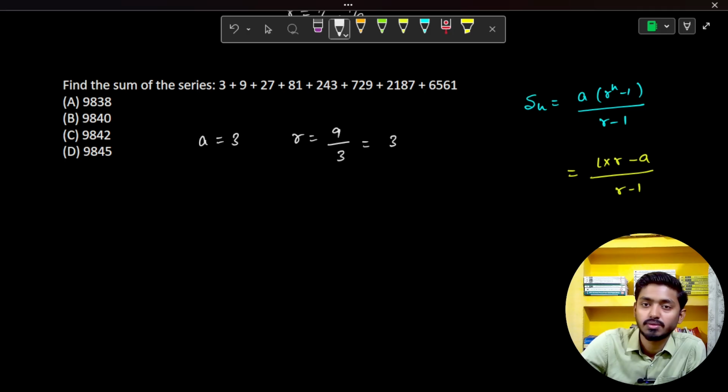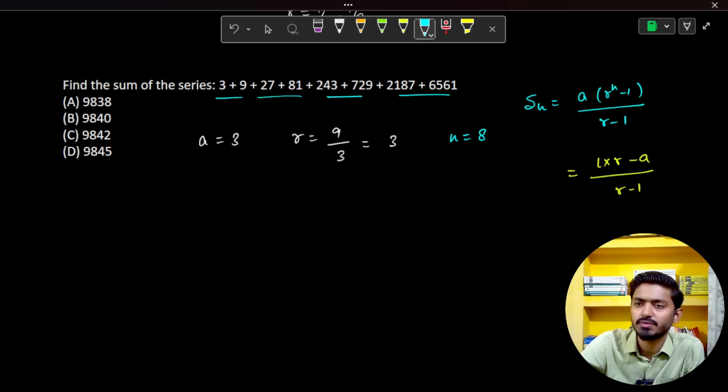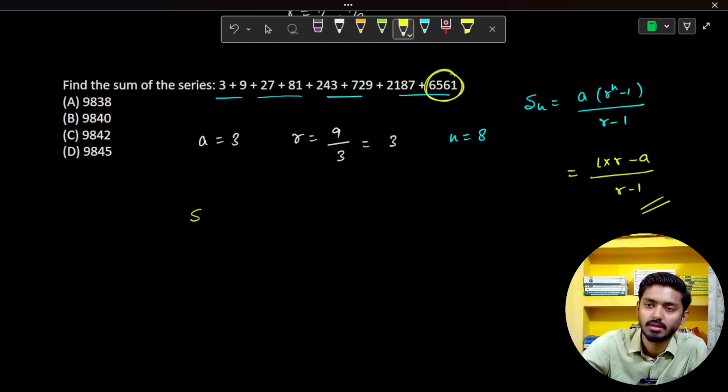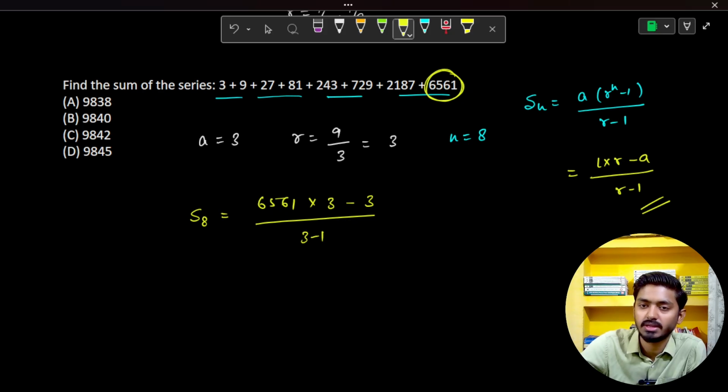We are supposed to find the sum over here: 3, 9, up to 6561. There are 8 terms, so the value of n would be 8. We have gotten all the values. Whichever formula suits you the best, you'll use that. I feel since we have the last term, we should go with this formula. S8 would be equal to l, which is 6561, multiplied by r, which is 3, minus a, again 3, divided by 3 minus 1.